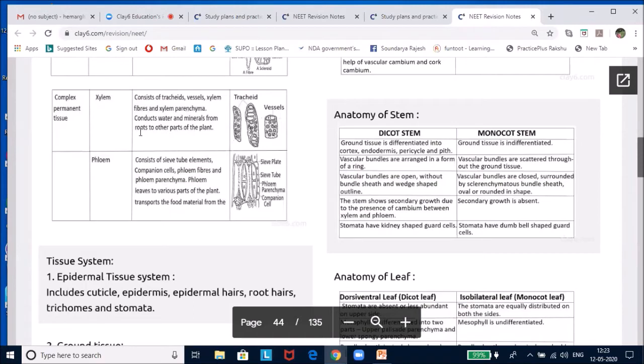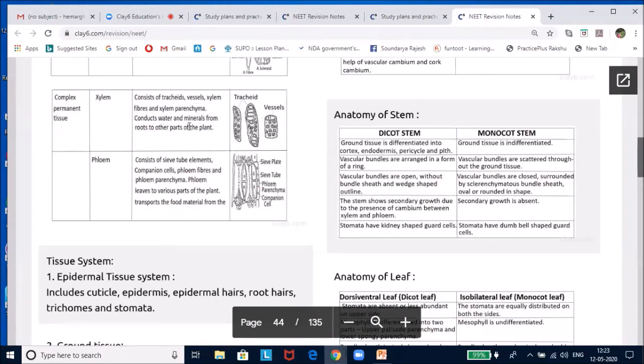Xylem fibers. They have thickened walls with narrow lumen. They may have partitions or lack partitions, so they are described as septate or aseptate. This is also devoid of protoplasm. So if you look at the elements of the xylem, tracheids, vessels, and xylem fibers, they are all dead tissues. That is why I said apart from conducting, they also give the mechanical support.